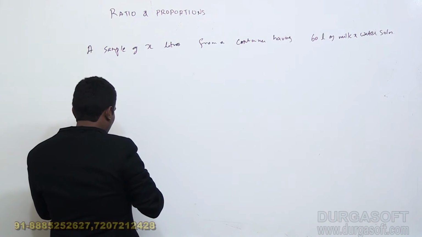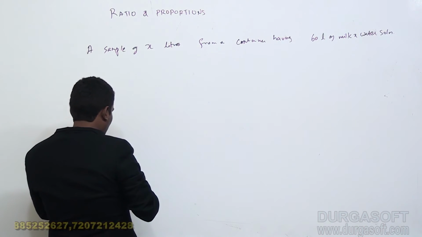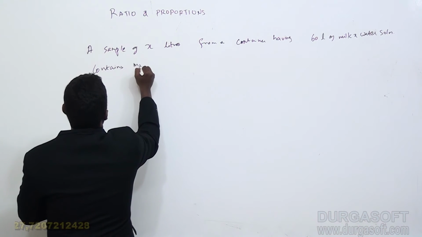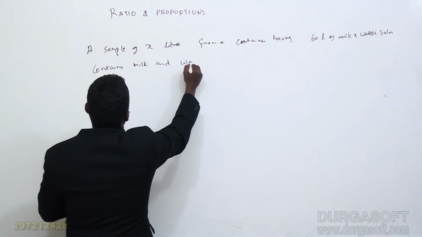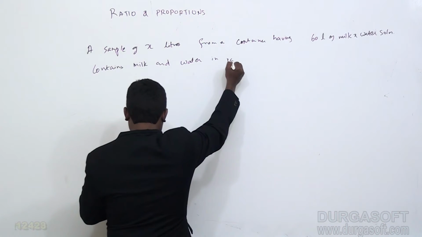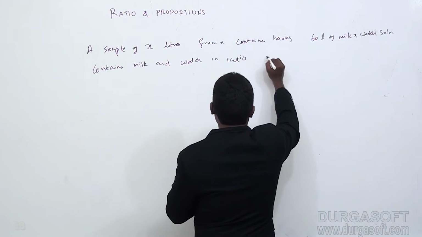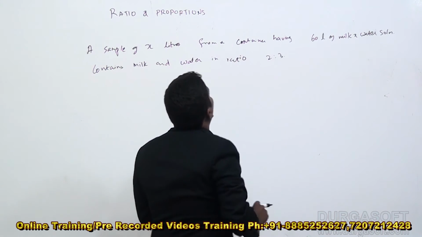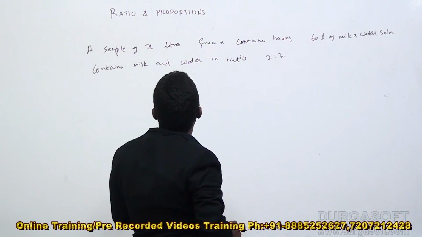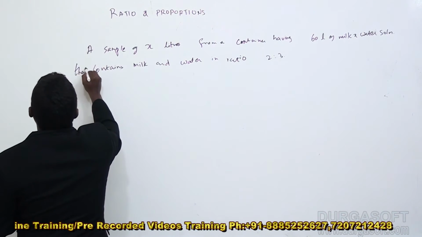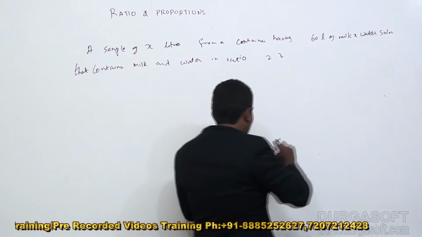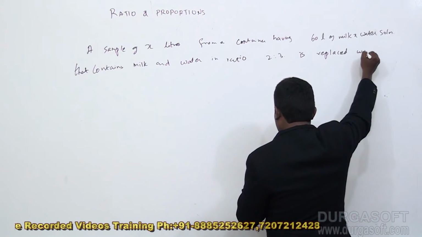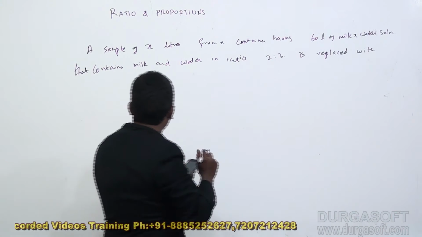A sample of X liters from a container having 60 liters of milk and water solution, which contains milk and water in the ratio 2:3, is replaced with pure milk.